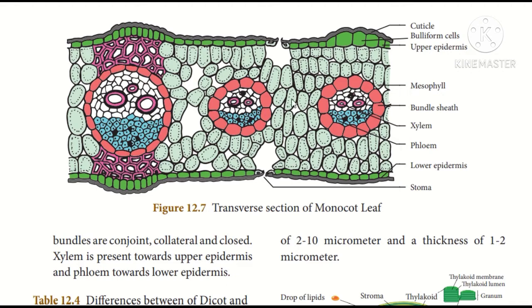And coming to the mesophyll, as I said earlier, meso means middle and phyllum means leaf. That is, it is the ground tissue present between the upper epidermis and the lower epidermis, called the mesophyll. And here the mesophyll is not differentiated into palisade parenchyma and spongy parenchyma. It is made up of either a palisade parenchyma or a spongy parenchyma.